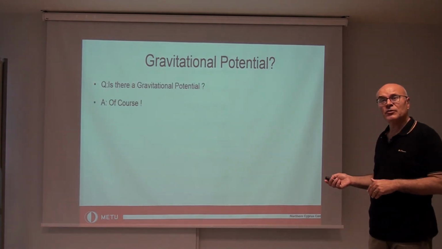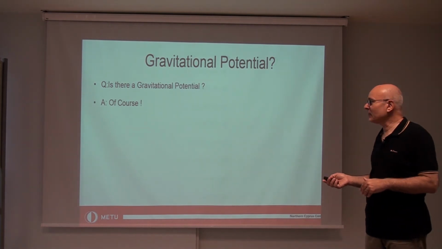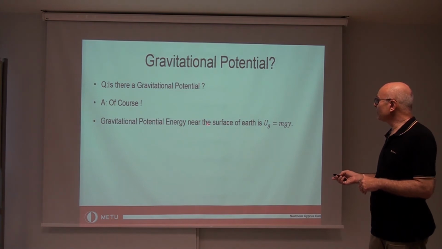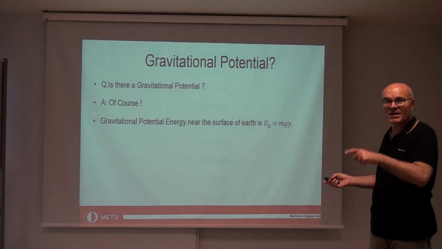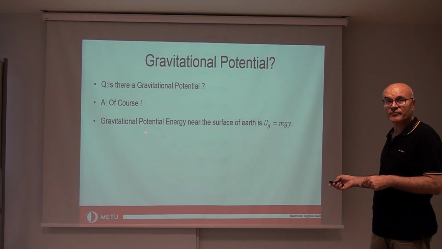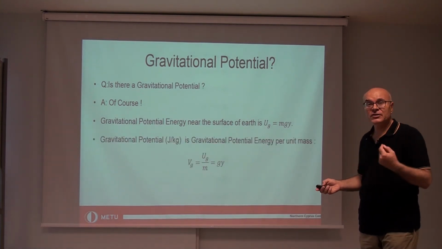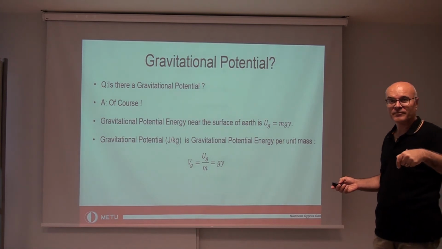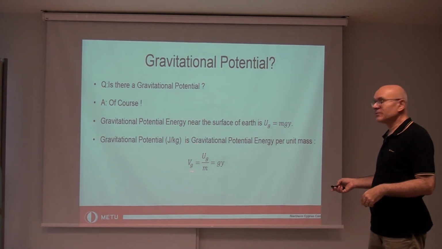So, do we have a gravitational potential? The answer is, of course, you can have it. How do we define it? The gravitational potential energy near the surface of the Earth for the Earth-mass system is mgy. So, gravitational potential is the gravitational potential energy per unit mass. It is this divided by m. It is gy.